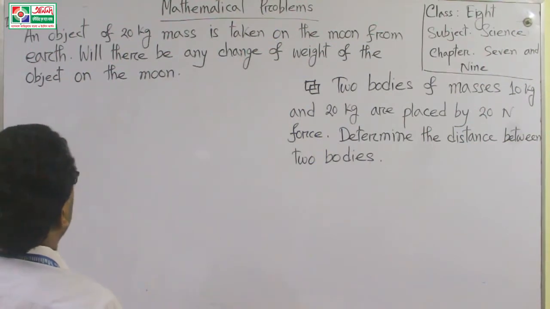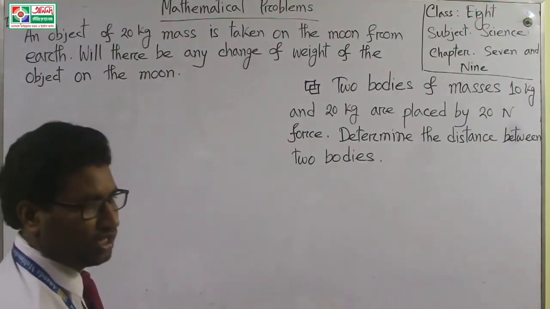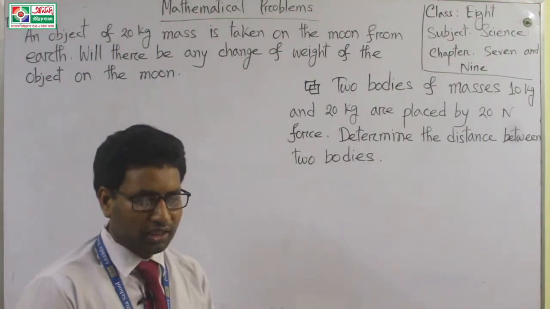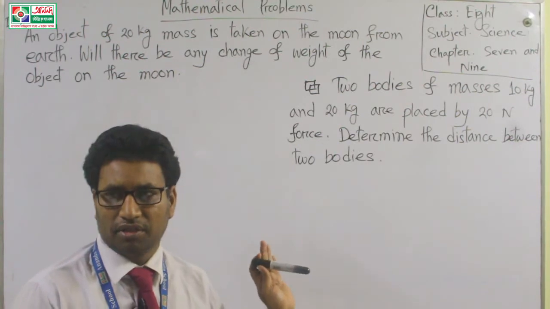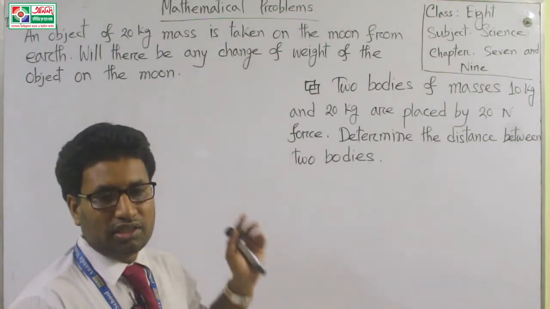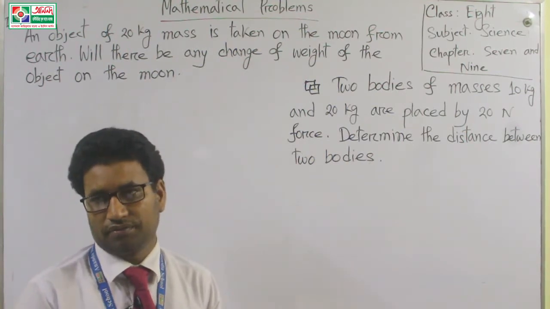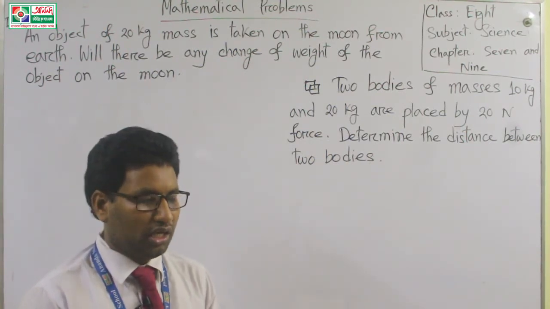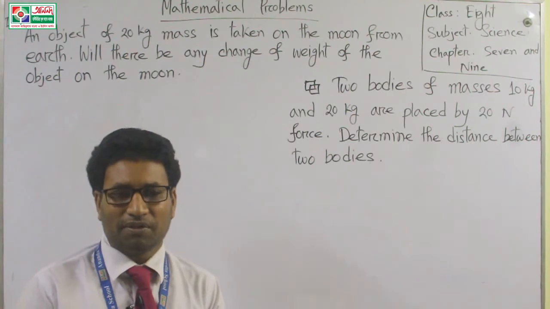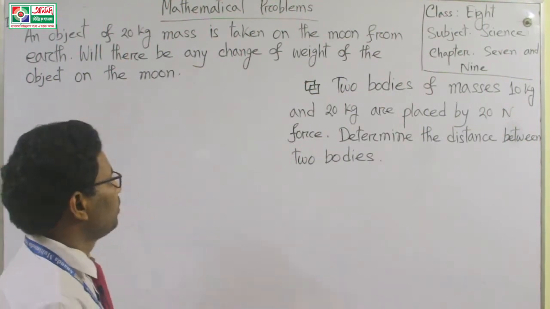That means I will find the change of weight between 2 places, earth and moon. We know that these types of problems are present in chapter 7. This topic is mainly gravitation or gravity. Today I will solve some mathematical problems, and the topic of these problems is mainly gravitation, or gravity.